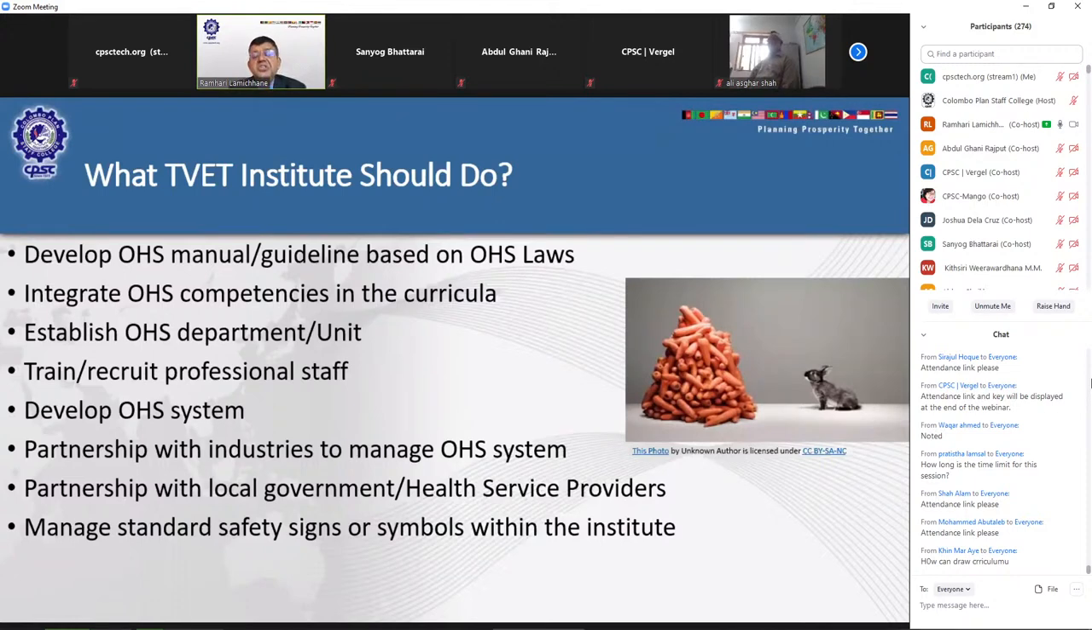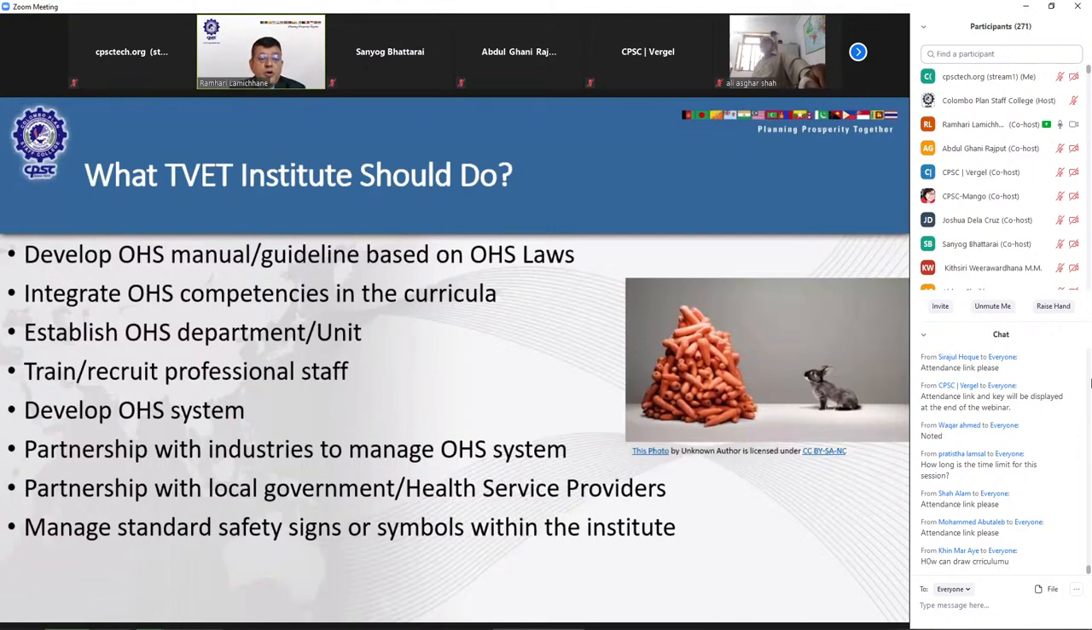Integrate OHS competencies in the curricula. We have to integrate OHS competencies in the curricula, if not already done, or we have to revise them based on the contextual need. Establish an occupational health and safety department or unit. We have to establish that and manage it properly. Train or recruit professional staff. We must have professional staff like a safety supervisor, and health related professionals, maybe a medical doctor, nurse, or paramedics, whatever.